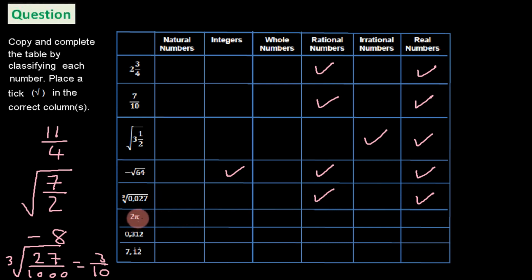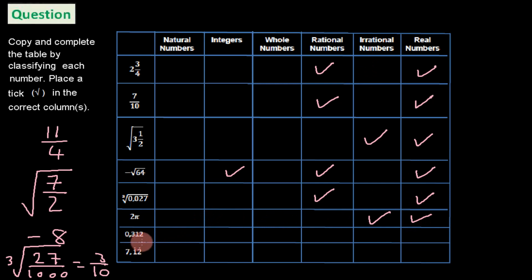Then 2 pi. Pi is an irrational number, and we know that when we multiply an irrational number by a whole number, we get an irrational number. So 2 pi is irrational, and all irrational numbers are real as well.